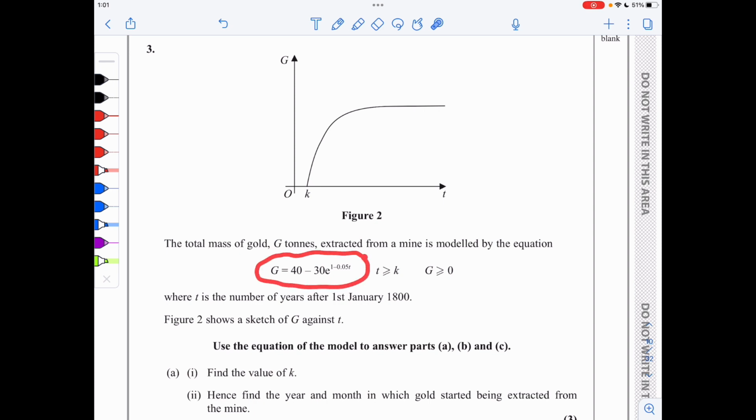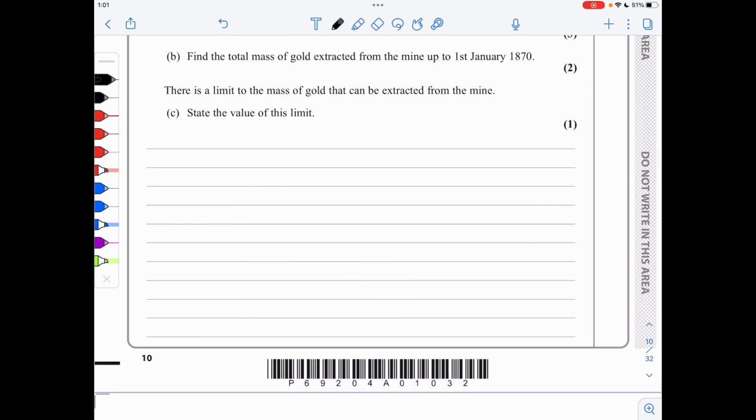In question 3, we are told that the total mass of gold, capital G, extracted from a mine is given by this expression here, and this is the graph of capital G against T, and we need to find the value of k. Now we know that when T is k, capital G is 0, so we start with this.